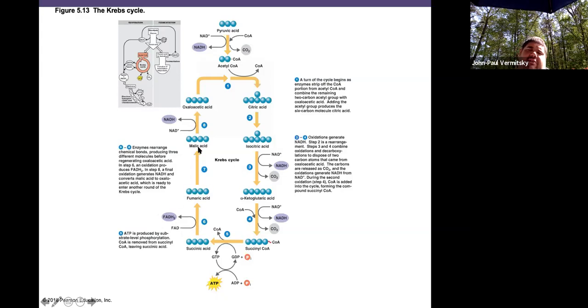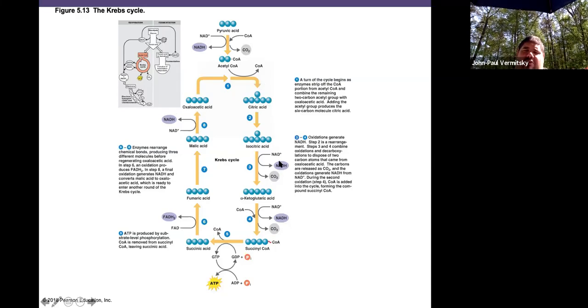Fumaric acid gets converted to malic acid, and you get nothing for that. And then finally, malic acid gets converted back to oxaloacetic acid, where you do release a few more electrons, which get picked up by NAD, forming NADH. Okay. Now, remember that you go through these pathways twice, so all of your products are going to be double. The reason why you're going through these pathways twice is because you have two pyruvic acids.